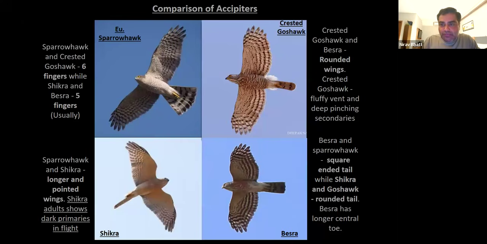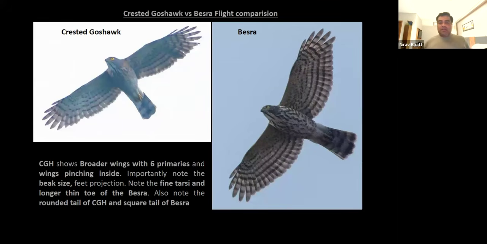Let us see one more. Now we are seeing a comparison of the two most similar looking birds, at least in plumage. Left side is a Crested Goshawk, right side is a Besra. Here we see 1, 2, 3, 4, 5, 6 outer primaries, that is 6 fingers. Here there are only 5. So that is one pointer. Second, a much larger beak and head in comparison to a very small beak. Both of them have a prominent gala stripe.